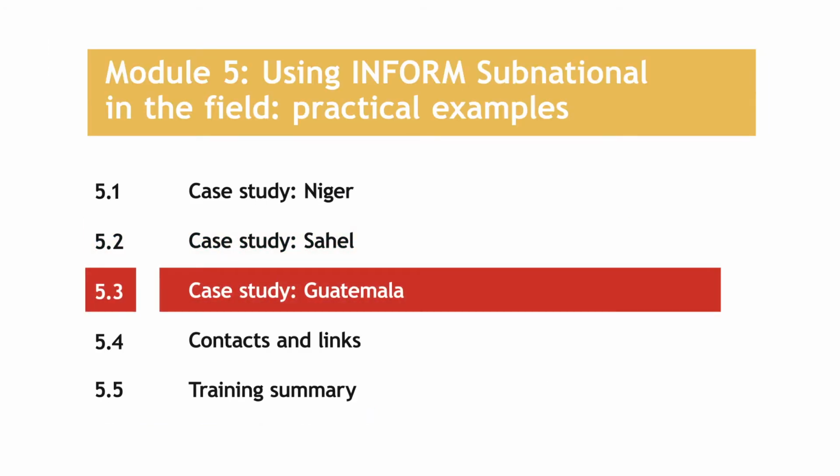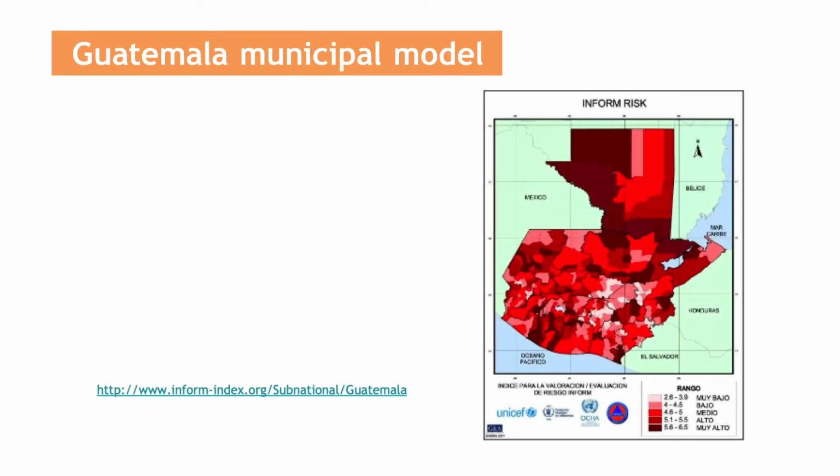Now let's turn to the Guatemala case study. Inform Guatemala is a municipal risk index that identifies risks, threats, vulnerabilities, and response capacities in the 340 municipalities of Guatemala. This risk index simplifies information about crisis risk and uses 29 indicators representing the 3 dimensions of risk: hazard, vulnerability, and capacity.